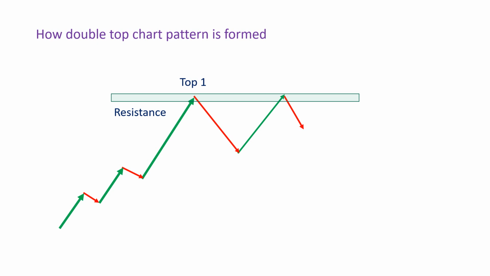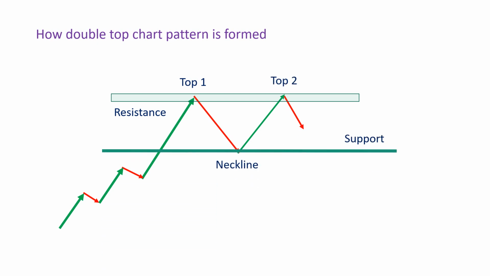As a result, top two and the neckline are formed. The price then comes down toward the neckline, breaks the neckline, and continues going downward all the way. This is how the double top chart pattern is formed.